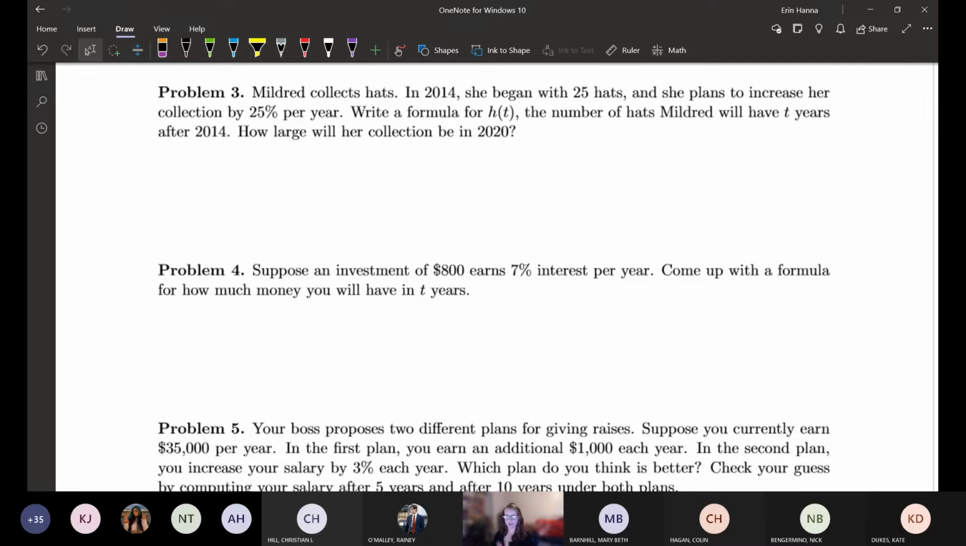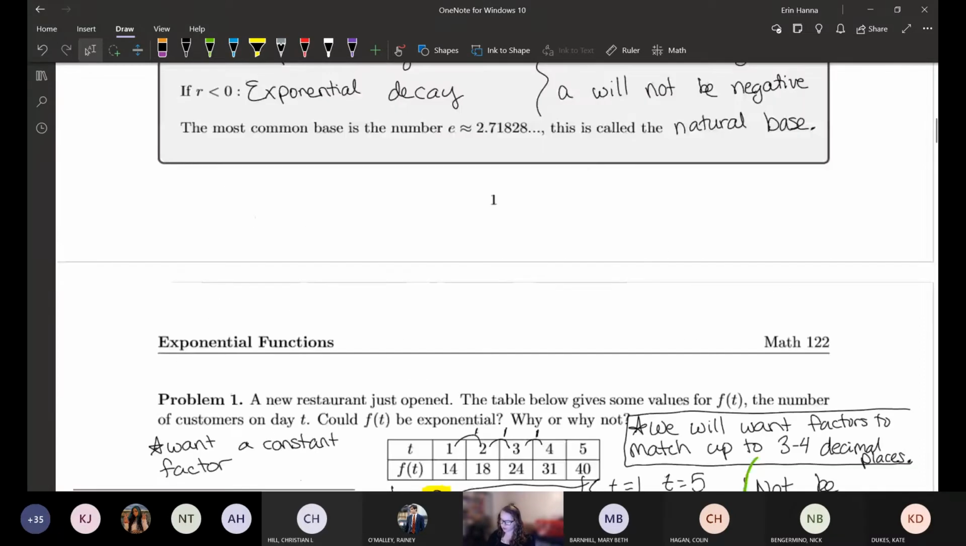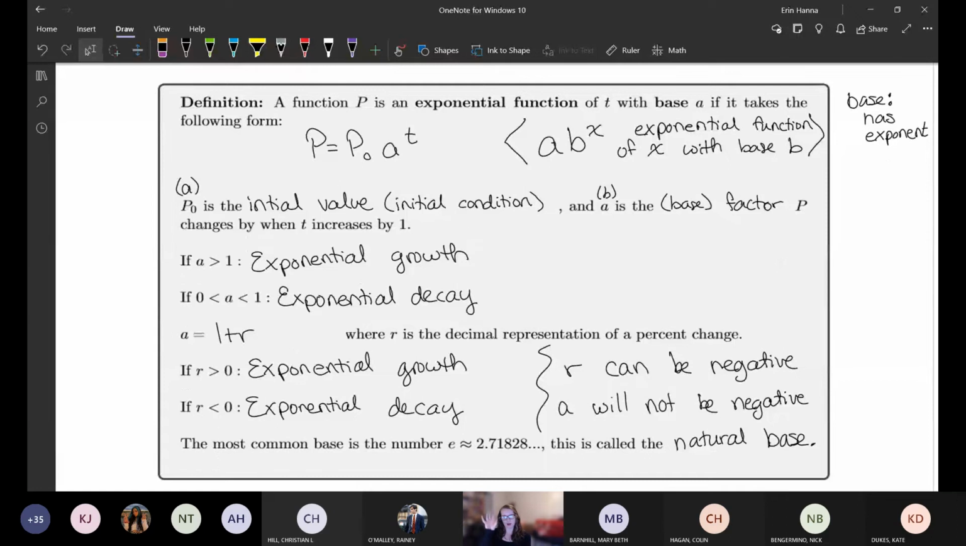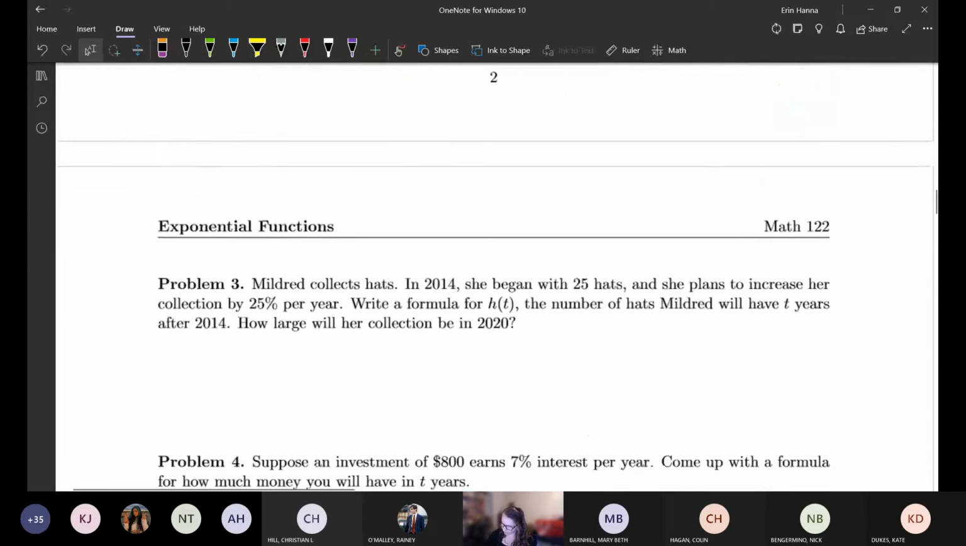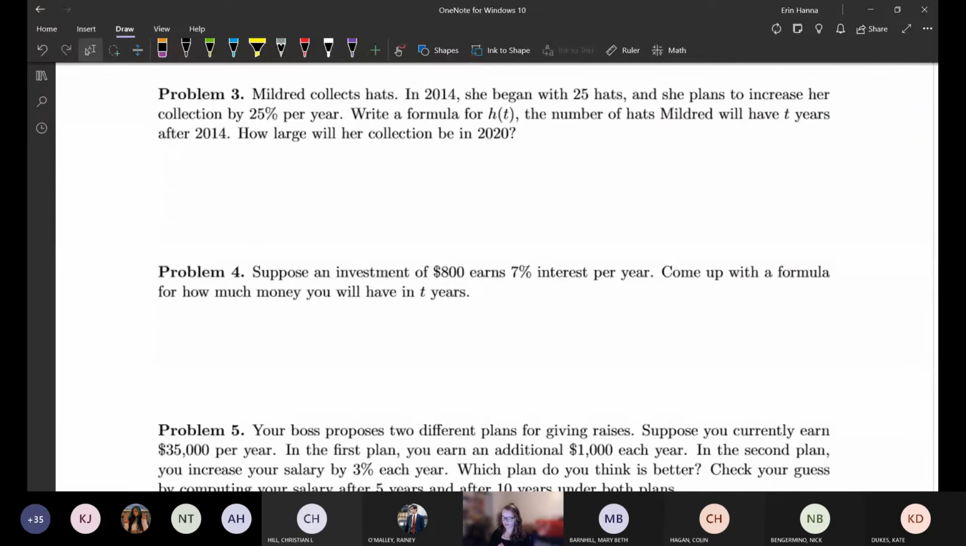Remember, we're talking about exponential functions, and let's remember what those look like. They're made up of an initial value and a base or a factor, and that base or factor is made up of this 1 plus r. So if we go back down to the first question we're going to look at, question 3. Mildred collects hats. In 2014, she began with 25 hats, and she plans to increase her collection by 25% per year. Write a formula for h of t, the number of hats Mildred would have t years after 2014. How large will her collection be in 2020?